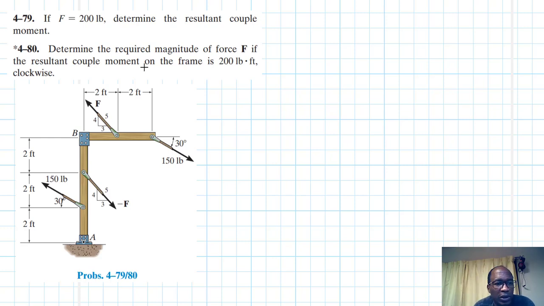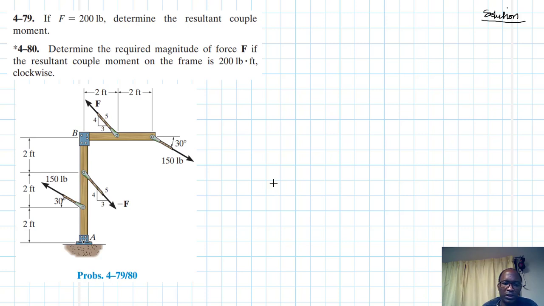If F is equal to 200 pounds, determine the resultant couple moment. In the second case, determine the required magnitude of force F if the resultant couple moment on the frame is equal to 200 pounds-feet clockwise. Both these problems are coming from the Engineering Mechanics Statics textbook, 13th edition by R.C. Hibbeler.